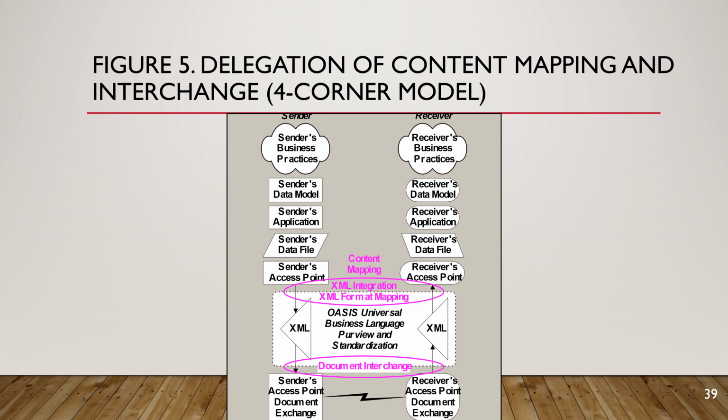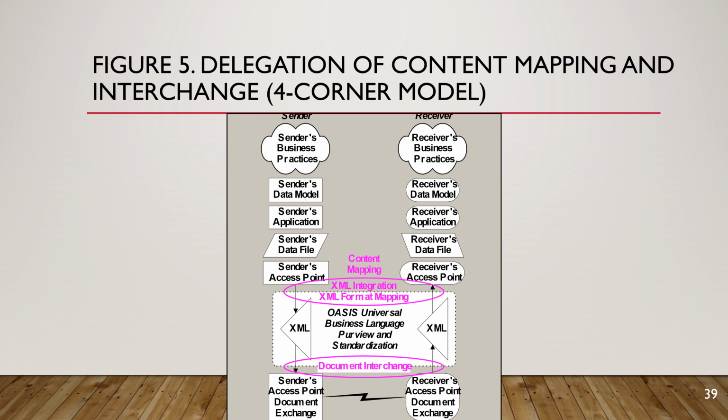It's up to that access point to do the translation of that sender's data format into a common generic interchange format. And that's what gets transmitted across the bottom as part of a document exchange. The sender's access point document exchange sends that universal format over to the receiver's access point document exchange agent. And then that agent makes that available to the receiver's access point, and it's the receiver's access point that then takes that universal format, translating it back into the format that the receiver's application wants to use, and everything works. This is called the four-corner model.